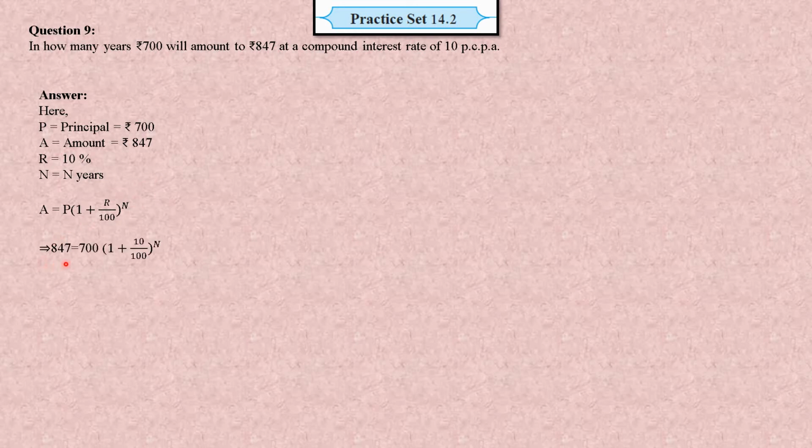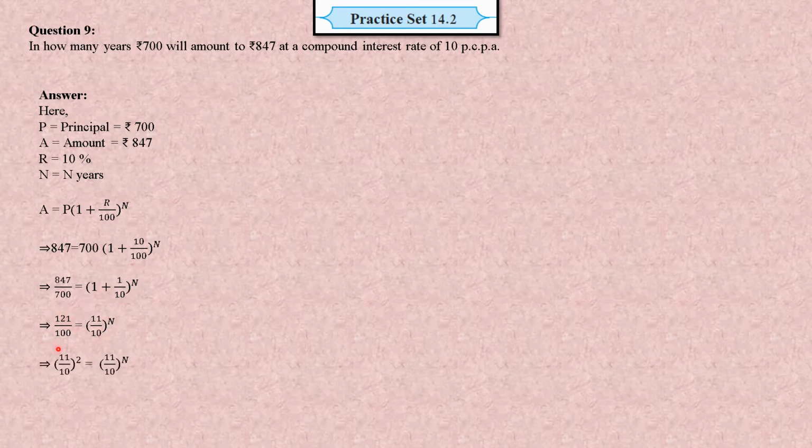We get 847 is equal to 700 into (1 plus 10 upon 100) raised to N. Dividing both the sides by 700, we get 847 upon 700 is equal to (1 plus 1 upon 10) raised to N. So 1 upon 10 we get by reducing the fraction 10 upon 100. Reducing the fraction 847 upon 700, we get 121 upon 100, and adding 1 plus 1 upon 10, we get 11 upon 10.